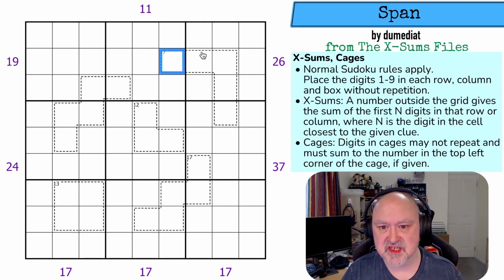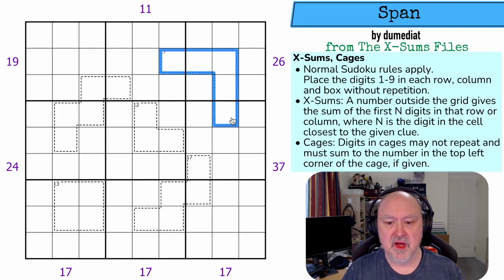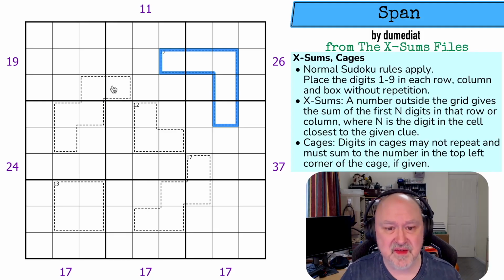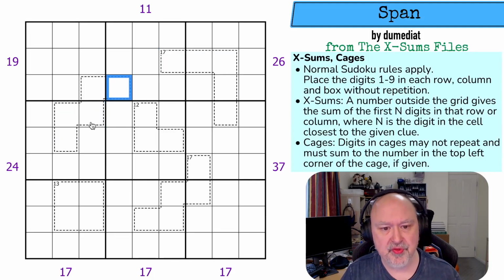And cages. Digits in cages may not repeat and must sum to the number in the top left corner of the cage. So these 5 digits sum to 17, and we couldn't do that by going 5, 5 with 1, 2, 4. Those do sum to 17, but we've repeated a digit in the cage, so that does not work. They're the rules of the puzzle. Now, if a cage has no given sum, we do not know the sum of this cage, but we know that, for example, these 2 digits cannot be the same. That's the rules of the puzzle.